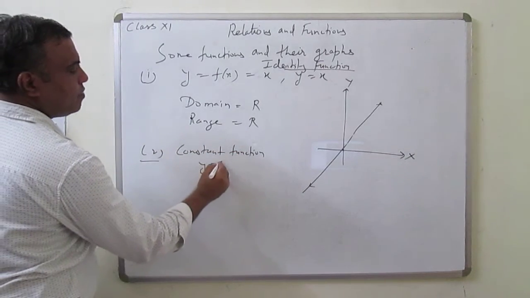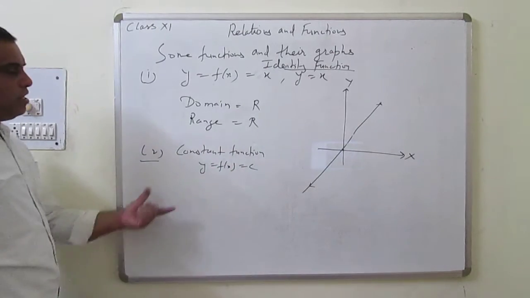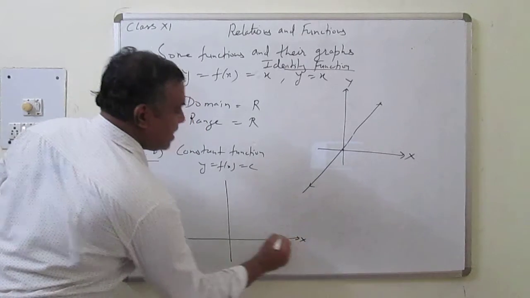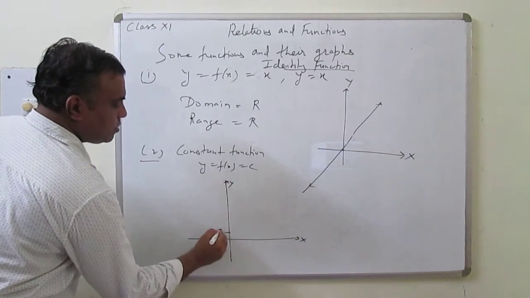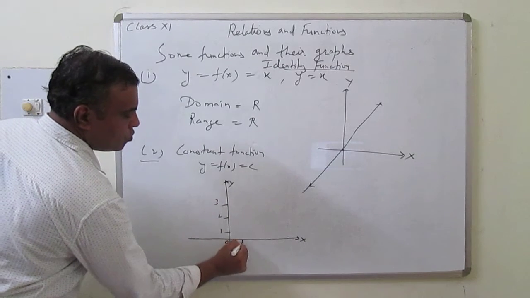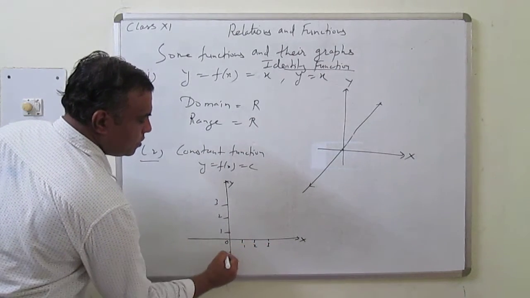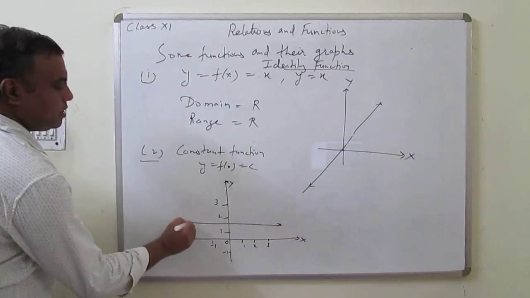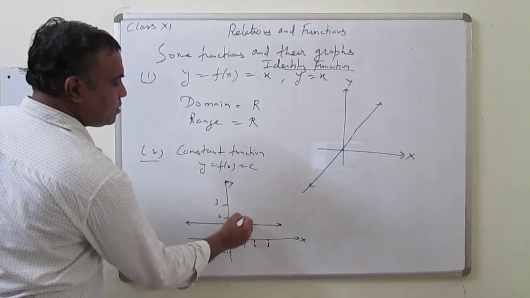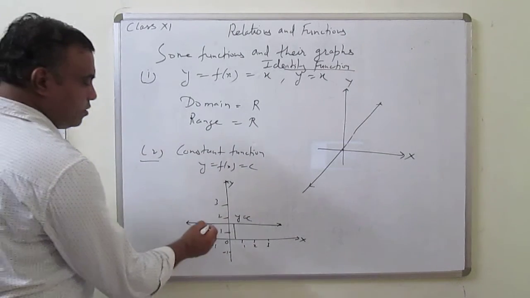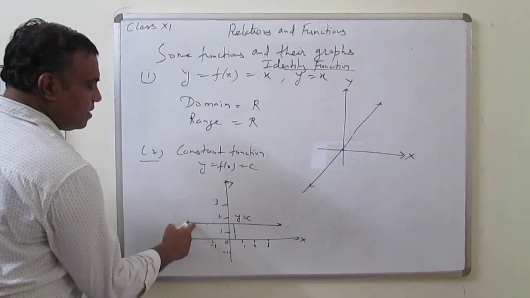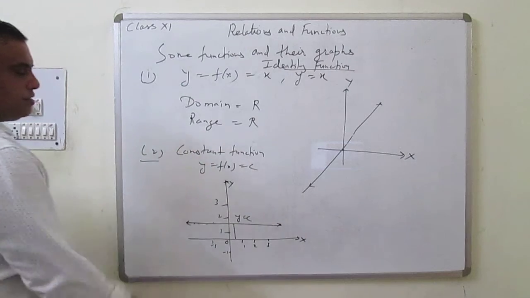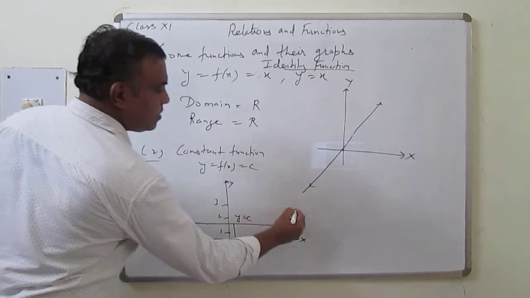Now constant function, y is equal to f(x) is equal to, suppose c, y is equal to c, we have to draw a line. Now see here, this is the x axis, this is the y axis, this is 1, this is 2, this is 3, this is 0, 1, 2, 3, minus 1. So this is y is equal to c. But here you see that x is changing, c is fixed, that is the constant is fixed, y is fixed.